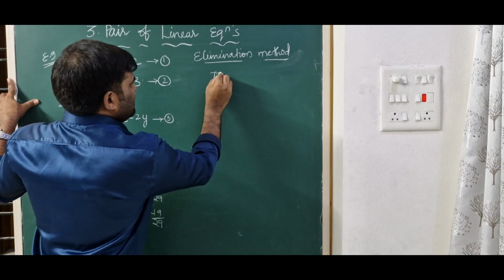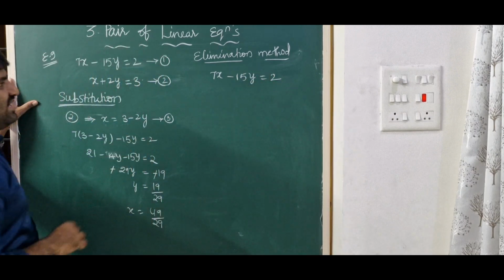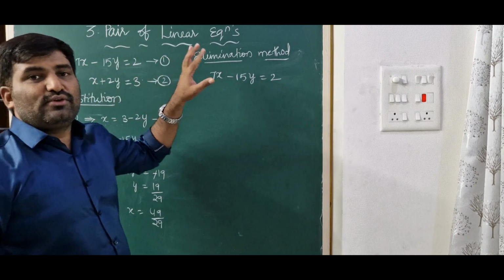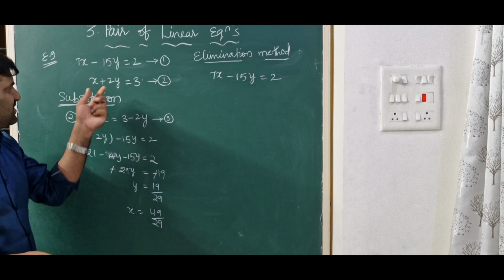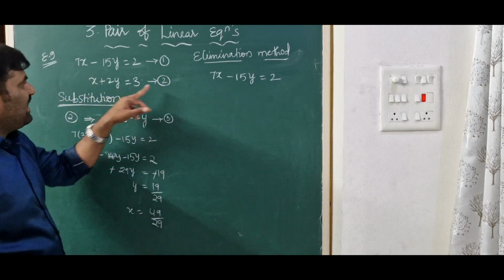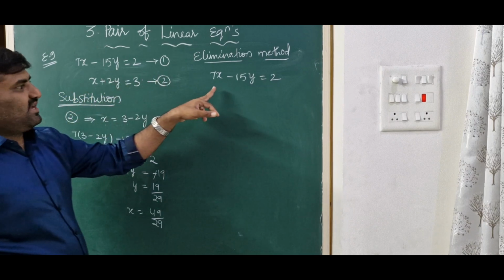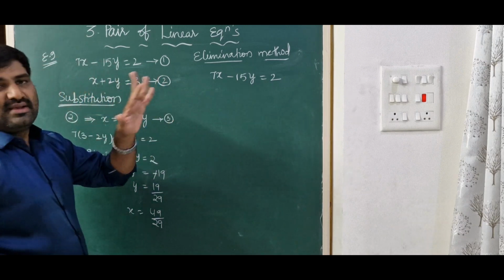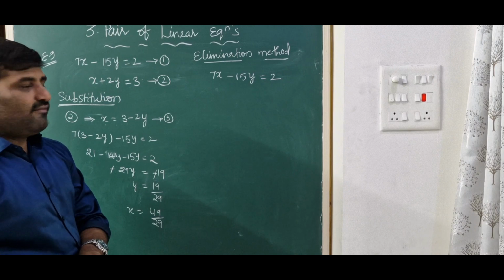For that I am taking the first equation as it is, that is 7x minus 15y is equal to 2. Second equation, see what is the meaning of the elimination method. By using the elimination method we need to eliminate any one of the variables. See, in the second equation we have x. If you want to eliminate the x term, you can multiply the whole second equation with 7, because 7 into x is 7x. In the first equation we have 7x, and the second equation also becomes 7x. So it is easy for you to eliminate the x term.